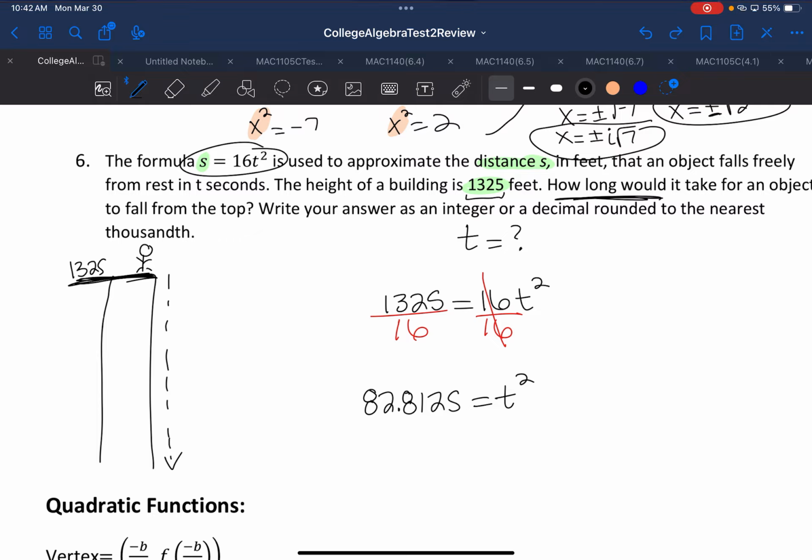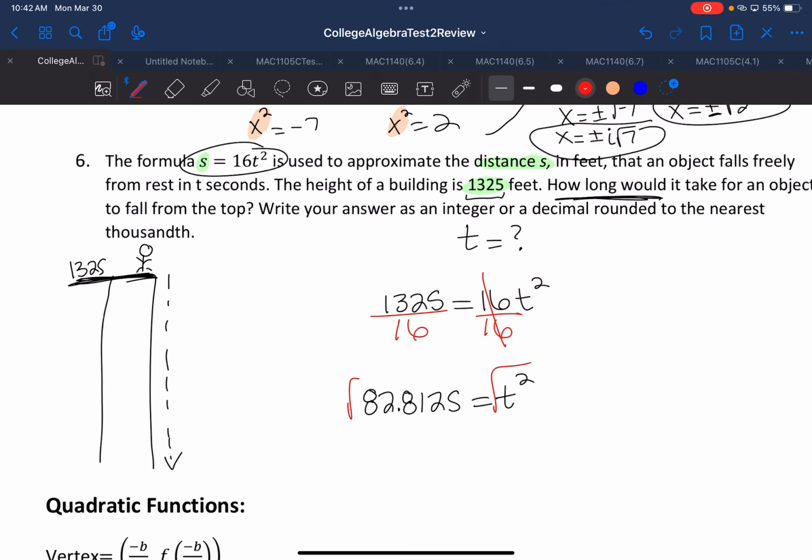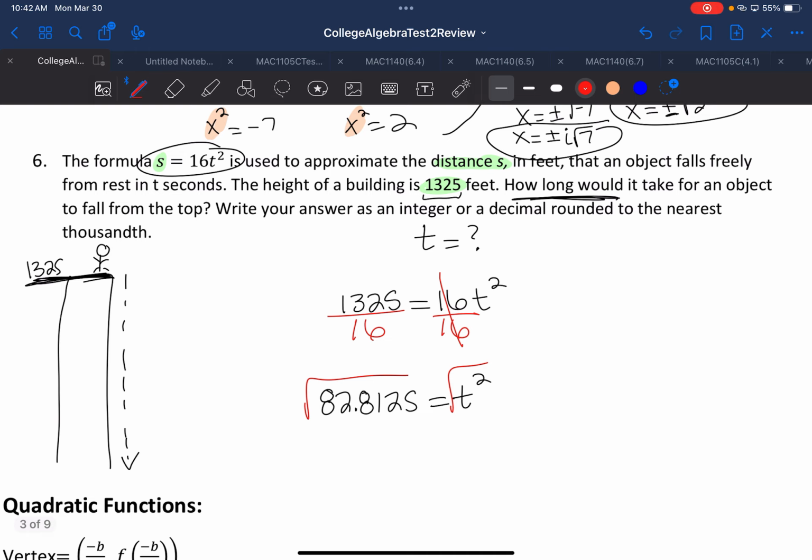And now I can just solve for T by taking the square root of both sides, right? That's how I get rid of that exponent of 2. Now, in this case, I don't need to worry about the plus or minus because I'm solving for time. Time can't be negative. So you just need to be aware of your application. Obviously, we're not thinking of negative seconds. I don't even know what that means. So I'm only interested in the positive answer.